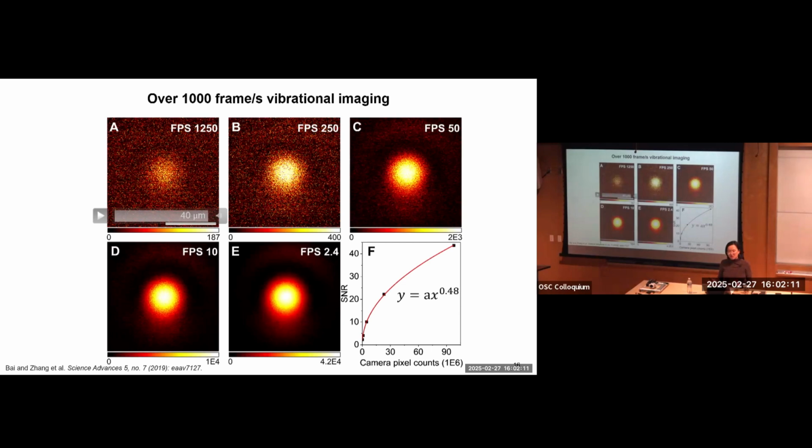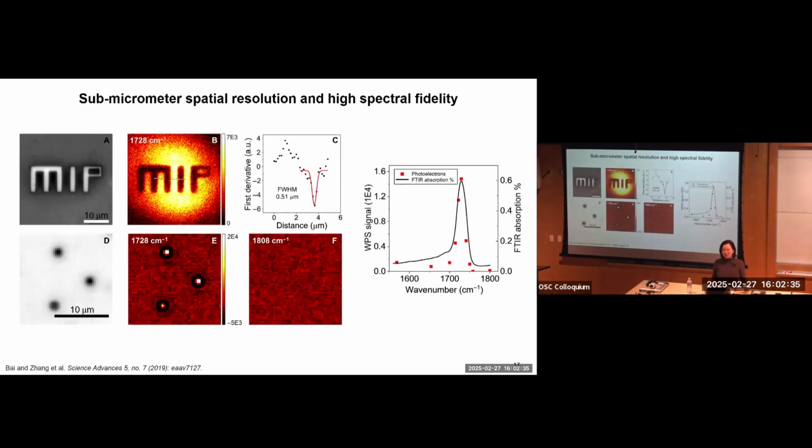We can always increase the image quality by averaging more frames. So we did that. We also quantify the signal to noise ratio as a function of pixel counts or the photon numbers. And through the fitting, we see that our microscope is operating at near shot noise limited regime. Next, we want to demonstrate that even with the wide field geometry, we can still achieve much improved resolution.